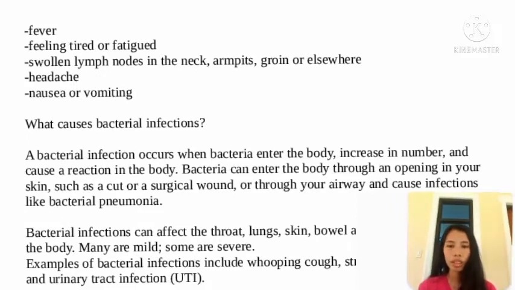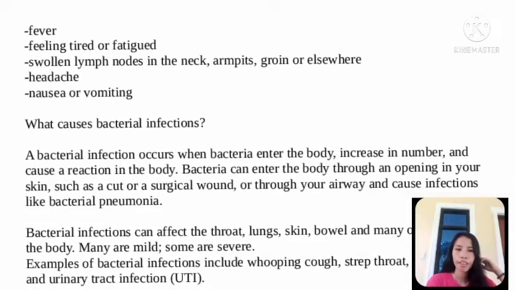What causes bacterial infections? A bacterial infection occurs when bacteria enter the body, increase in numbers and cause a reaction in the body. Bacteria can enter the body through an opening in your skin, such as a cut or surgical wound, or through your airways and cause infections like bacterial pneumonia. Bacterial infections can affect the throat, lungs, skin, bowel, and many other parts of the body. Many are mild, some are severe. Examples of bacterial infections include staph infections, strep throat, ear infections, and urinary tract infections.